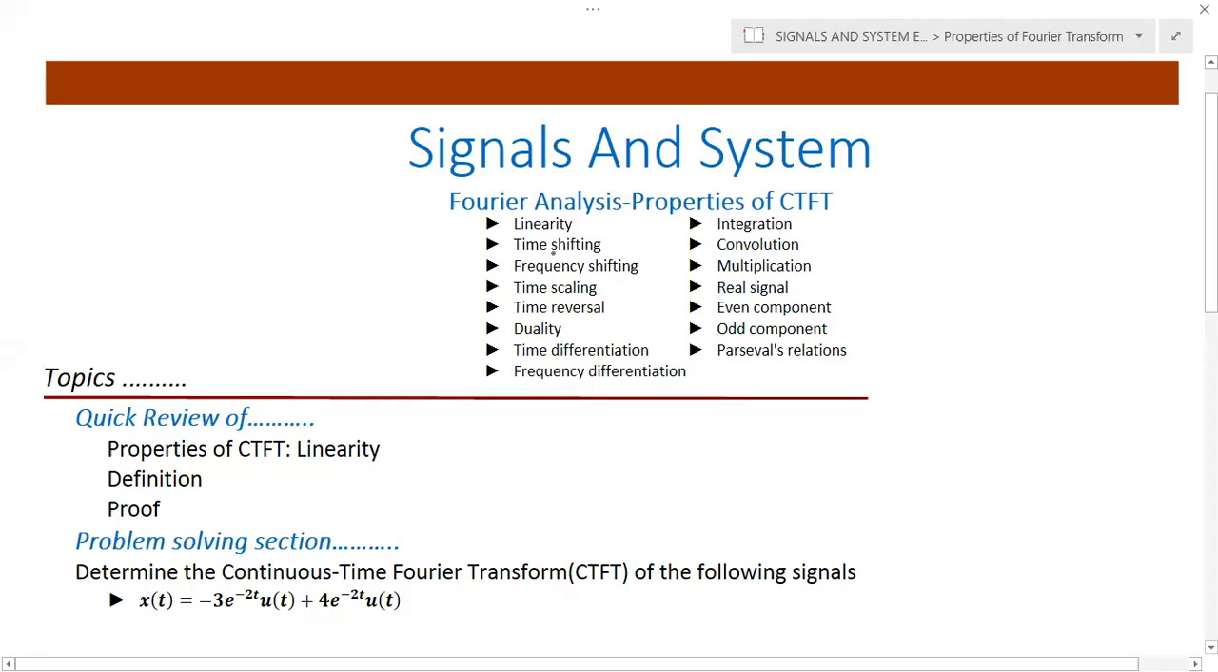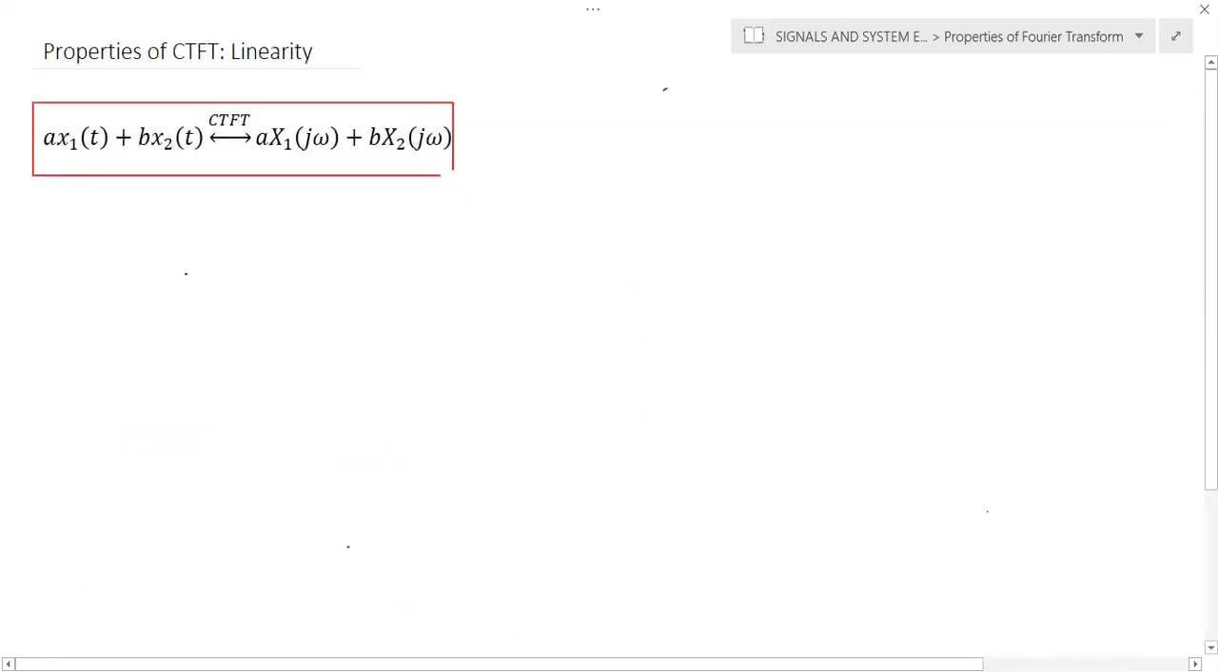From this lecture onwards, we will discuss the properties of continuous time Fourier transform. First, we will discuss the linearity property of continuous time Fourier transform. We will discuss the property, definition, and the proof, and we'll also see how we can apply the linearity property in solving problems. This is the linearity property actually.